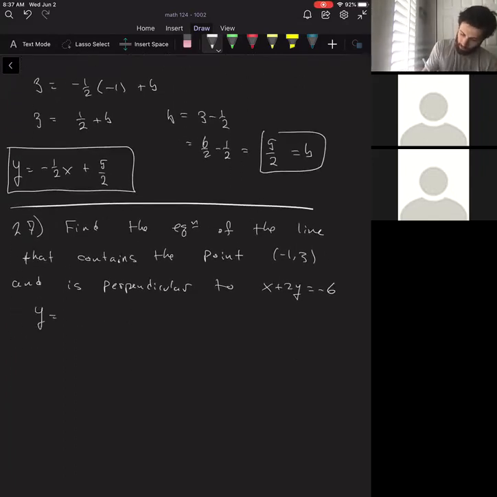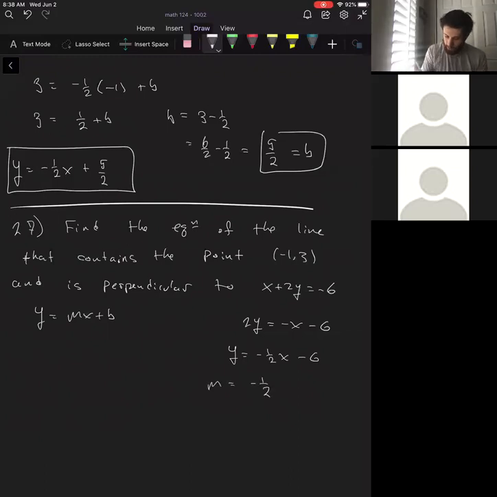So what we want to find is y equals mx plus b. So we need to find our slope and our y-intercept. We're going to start with our slope. We know we're perpendicular to this line over here, so let's figure out the slope of that line. We get 2y is equal to minus x minus 6. If we divide by the 2, we get y is equal to minus 1/2 x minus 3. So the slope of this line is equal to minus 1/2.